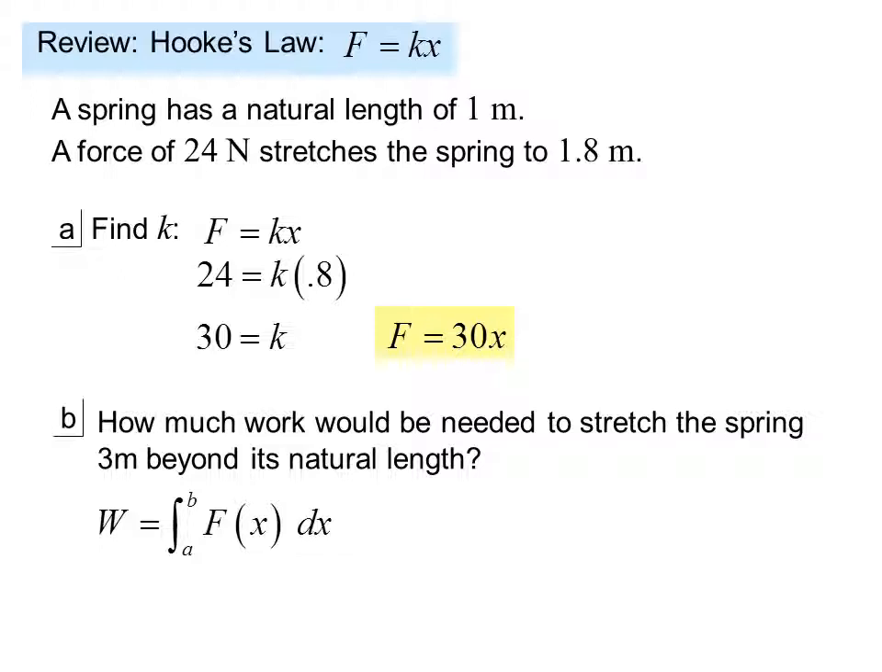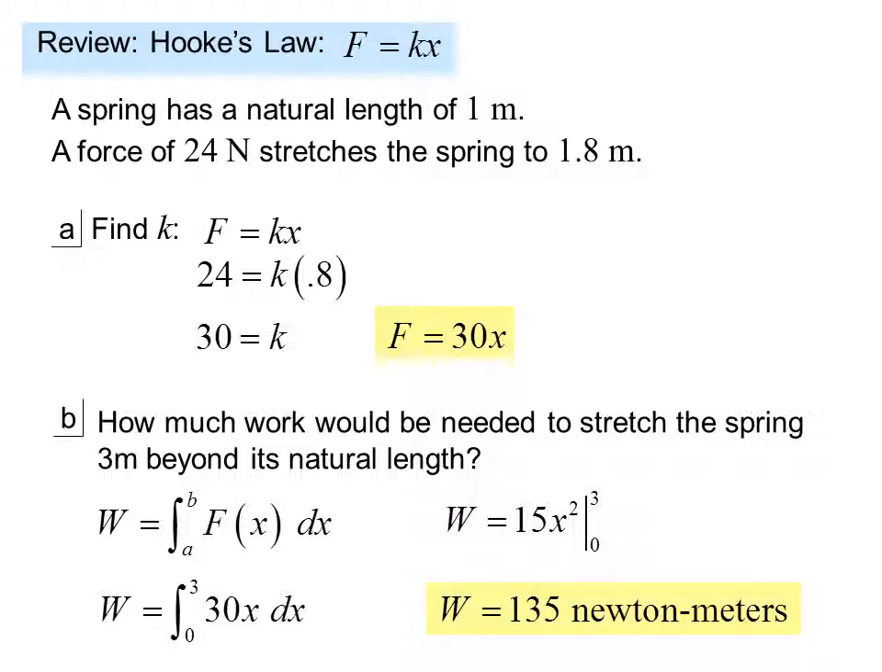Work would be the integral from a to b of f of x dx. That's force times distance. So in this case, it's the integral from 0 to 3 of 30x dx, or 15x squared, evaluated from 0 to 3, which gives us 135 newton meters.